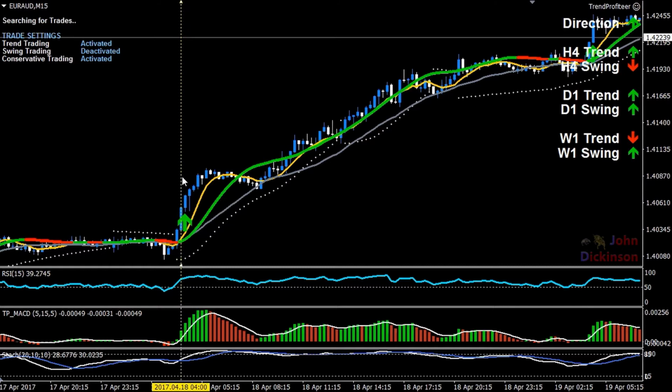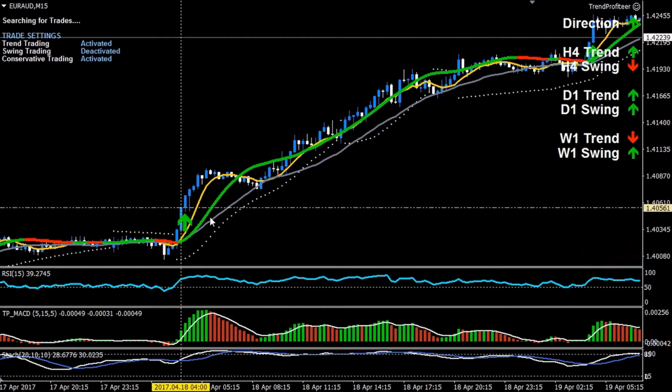signal occurred right here. It's always the candle prior to the Trend Profiteer arrow, and that's because the arrow is displayed only at the end of the candle, which provides the signal. So it's placed at the open of the next candle.